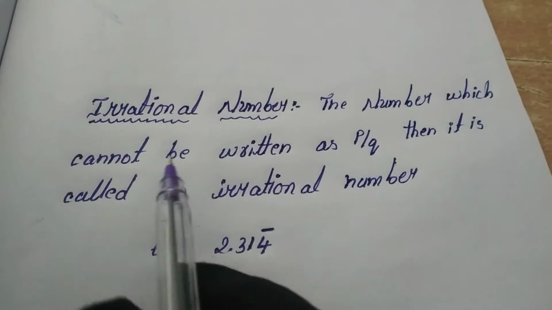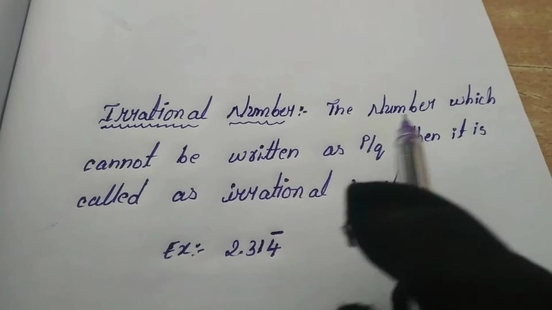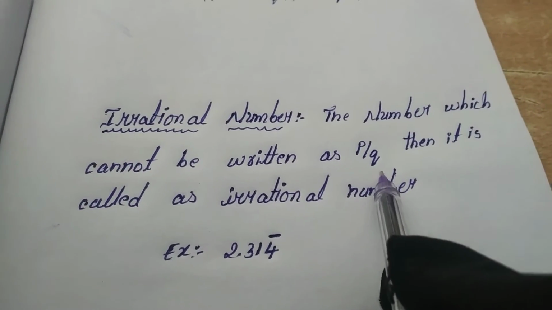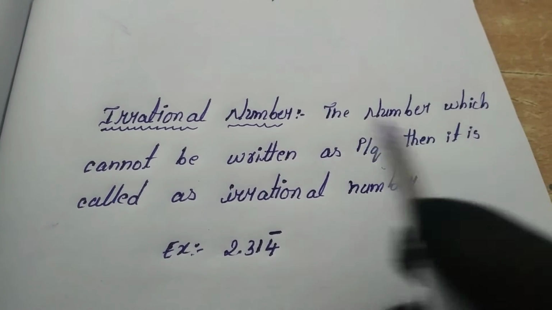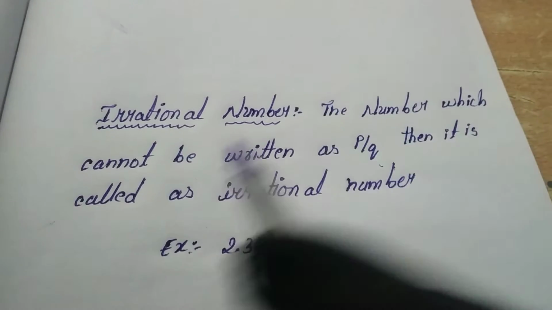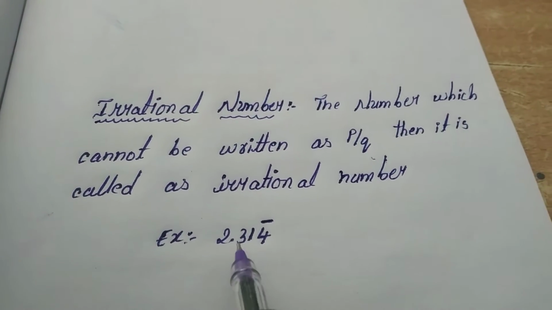Let's move on to what is an irrational number. An irrational number is a number which cannot be written in p by q form. Here, look at this example.